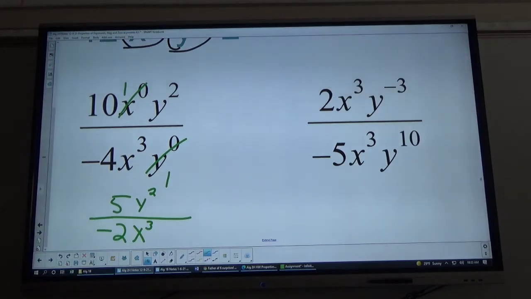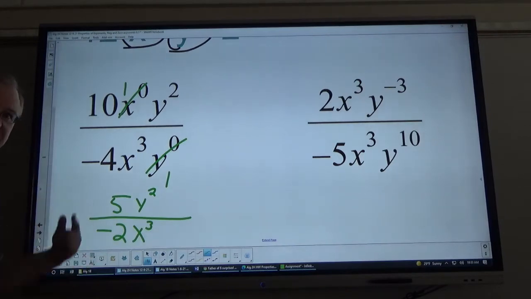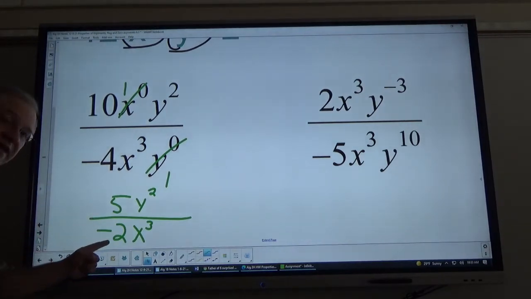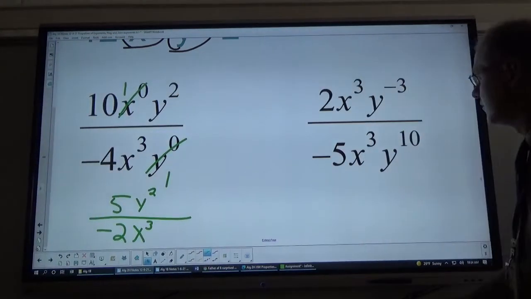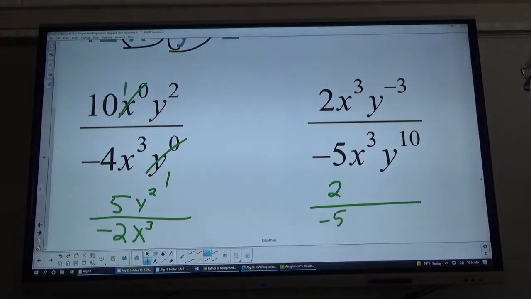Now, a lot of people will say, wait a minute, I see a negative, we want to make that positive, move it to the other side of the fraction bar. Does not work that way. This is a negative number, not a negative power, so we are going to leave it just as it is. Over here, I'm going to have the 2 and the negative 5.